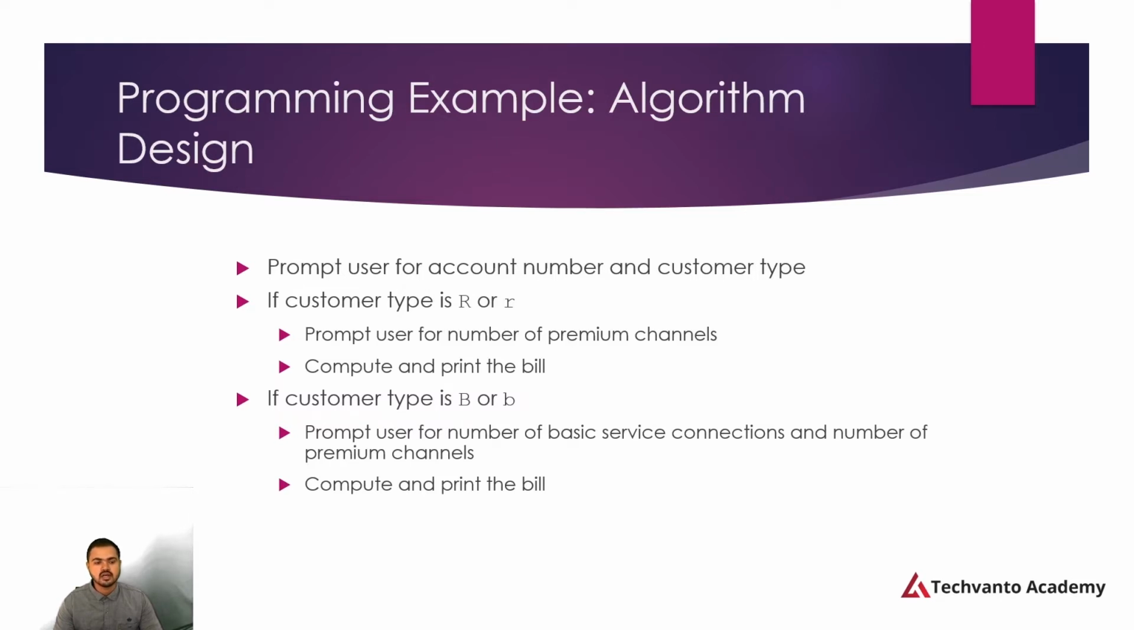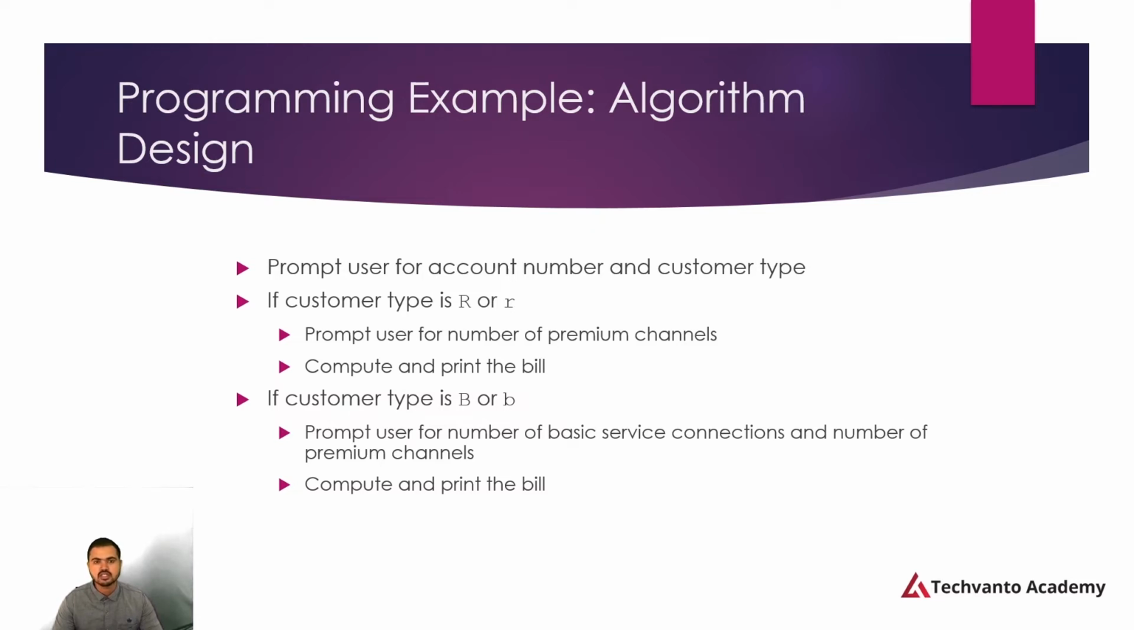You can observe in this slide that you ask for the account number of the customer and the customer type. If the customer type is residential, it is going to be capital R or small r. According to that, you ask the number of premium channels, calculate the bill, and display that bill as well. If the customer type is capital B or small b, it refers to the business customer. For that, you ask the number of basic service connections and the number of premium channels.